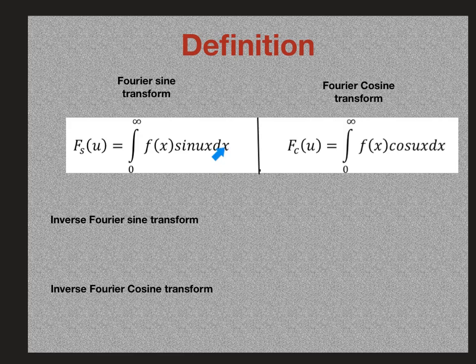So in a Fourier transform we have e power i ux. E power i ux can be written as both a cos ux and a sin ux term. So if you want the sine transform, we write sin ux dx. Similarly, we can define the Fourier cosine transform. Here C represents cosine. Fc of u is the integral from 0 to infinity of f of x cos ux dx.